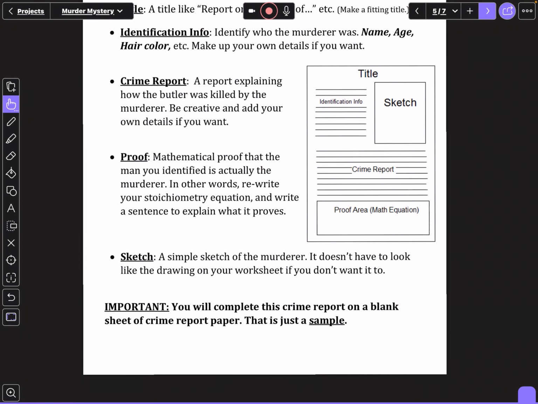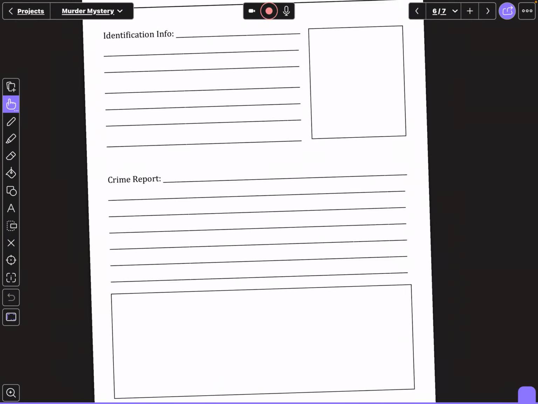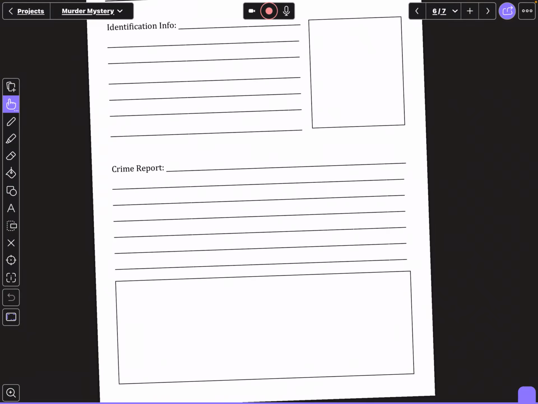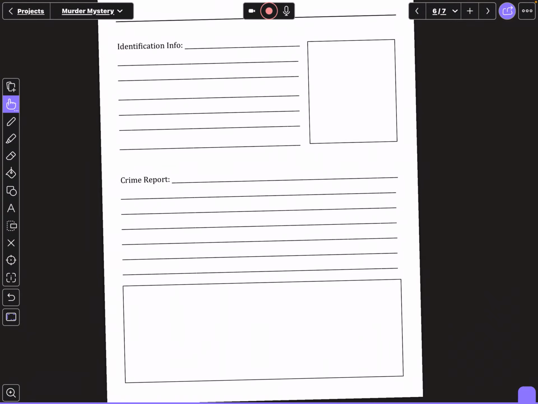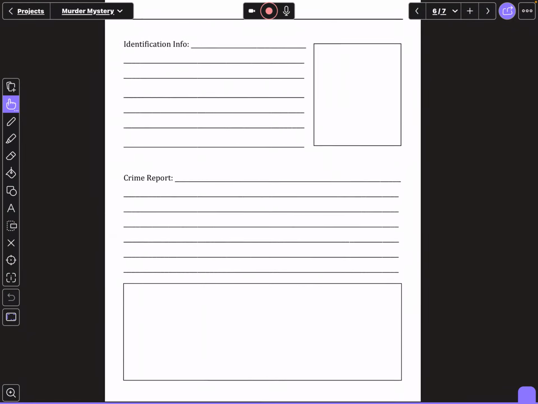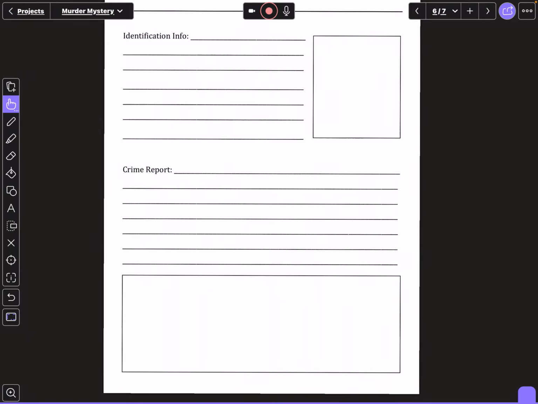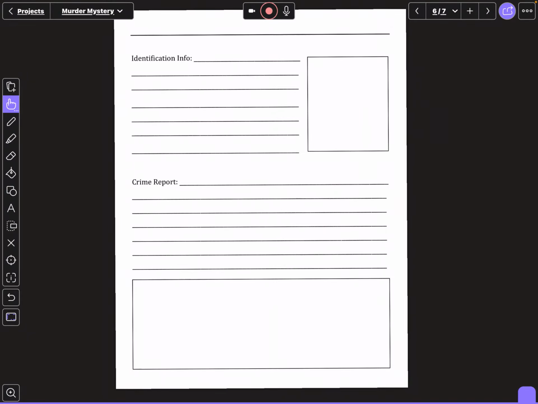And you can do that on a blank sheet of paper, but also include this right here in the handout that you can use as your crime report. So you'll have today, and then you can finish this up in class tomorrow, but you're not going to have much time in class because we're going to be starting another project. So you want to get all this done and turned in as quickly as you can.